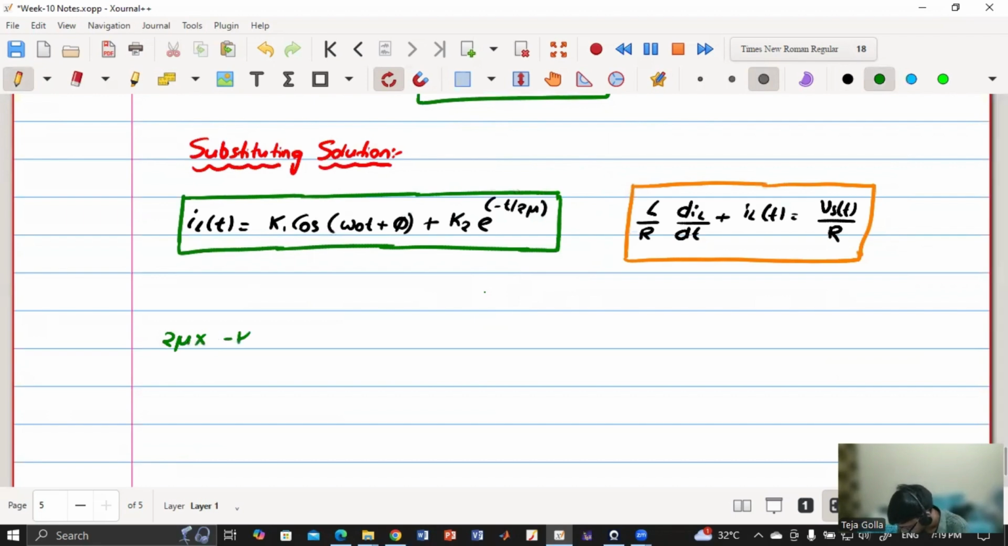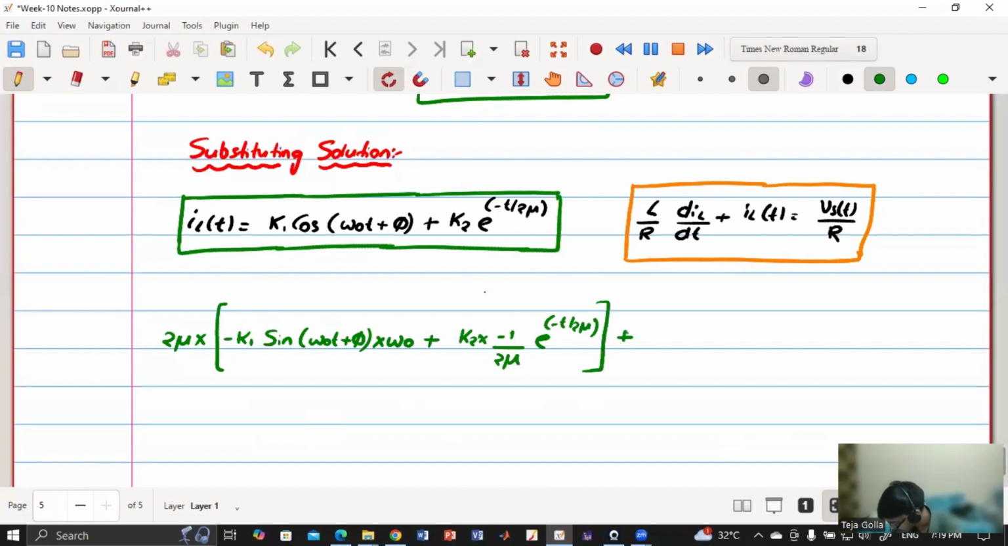So minus K1 sine omega naught t plus phi into omega naught plus this is K2 into minus 1 by 2 micro into e to the power minus t by 2 micro. So this completes our first term, which is tau into dAL by dt plus IL of t, which is K1 cos omega naught t plus phi plus K2 into e to the power minus t by 2 micro.